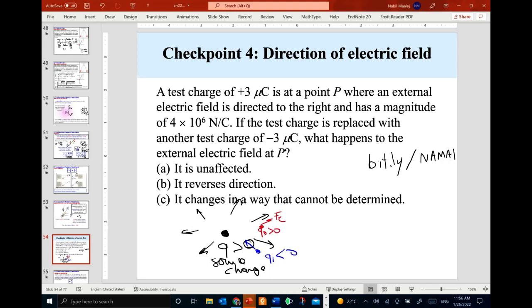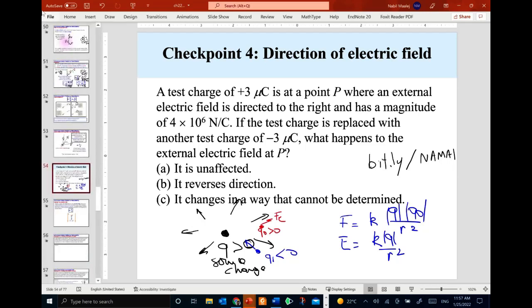So, yes, the force depends on the two charges because the equation says F is equal to K Q Q0 divided by the distance squared. That's true. But the electric field, remember, is the force divided by Q0. So it's K Q divided by R squared. It does not depend on Q0. It does not depend on the test charge. Okay? All right, so let's move to the next topic.